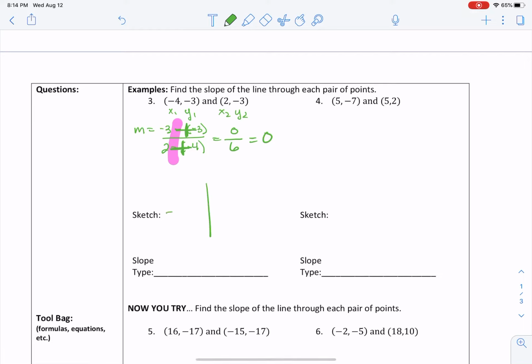So that when I sketch this graph, -4, -3, and 2, -3, so that when I sketch that line, you can see that it's like the mouth in our slope dude, which has 0 slope.